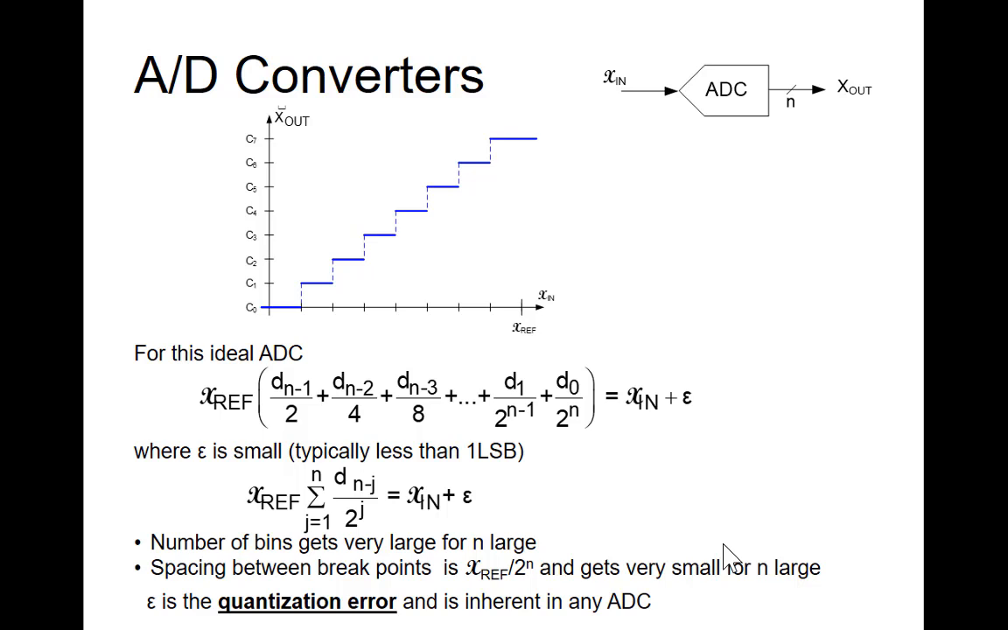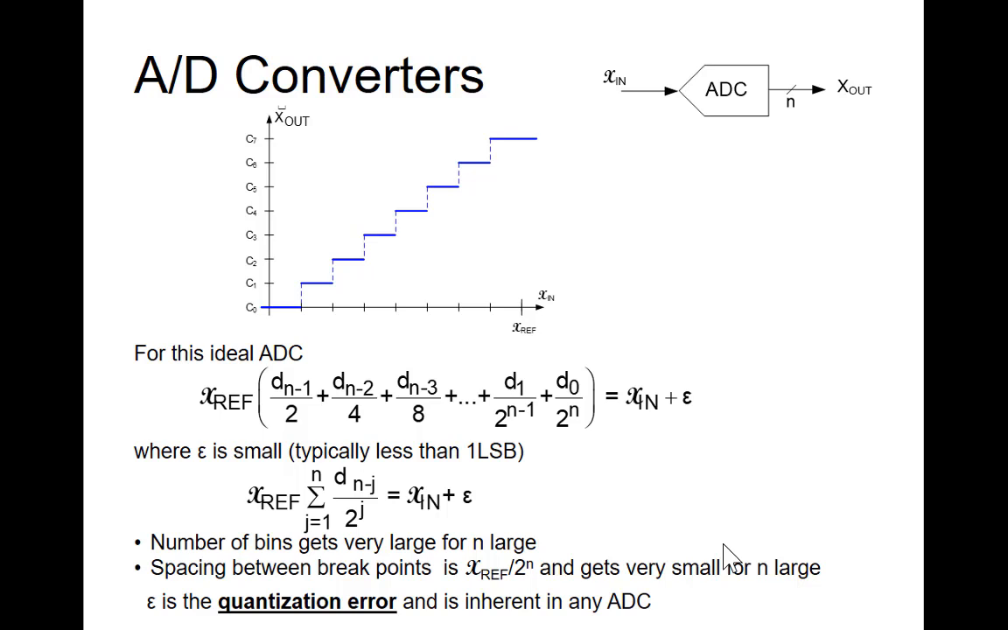But since inputs exist between the transition points as well, there's going to be a little bit of difference between the interpreted value of the input, in digital form, and the actual input, and that difference I call the error epsilon. Epsilon is ideally small, and it's typically less than 1 LSB.